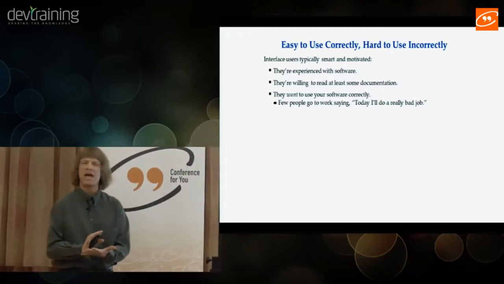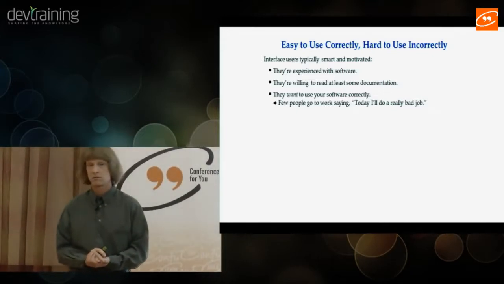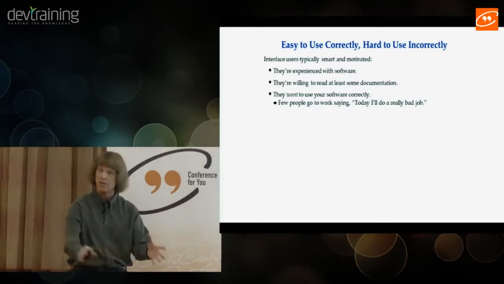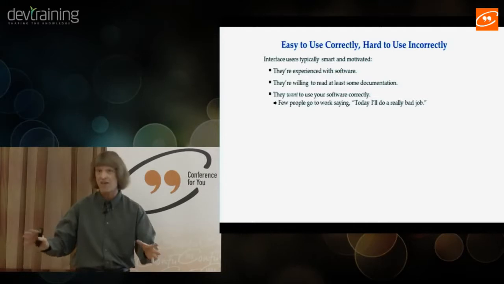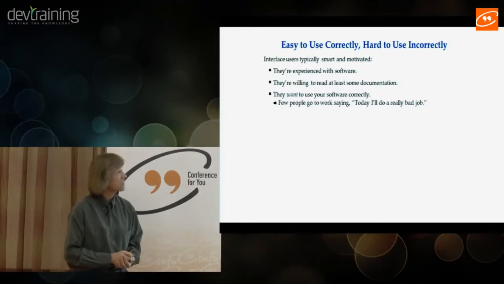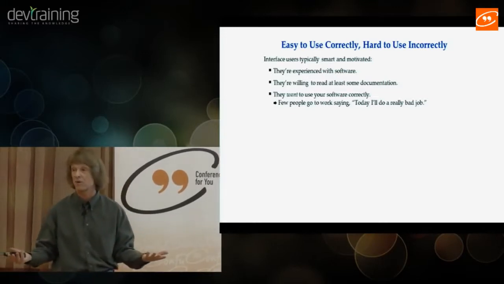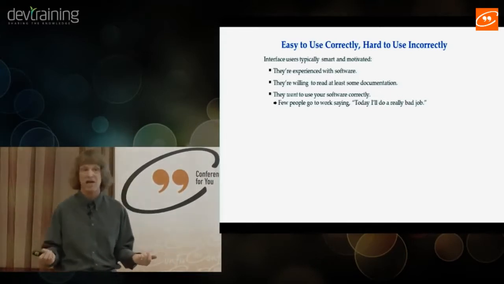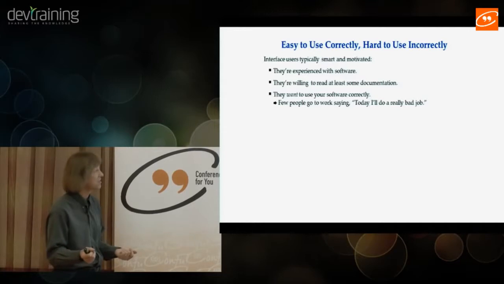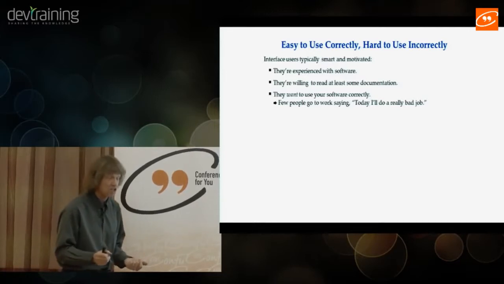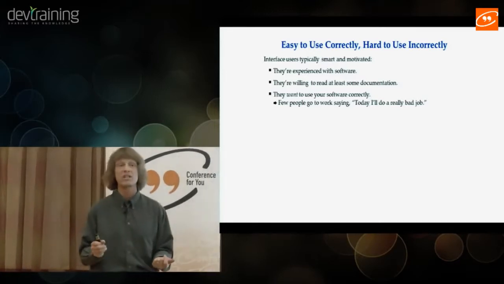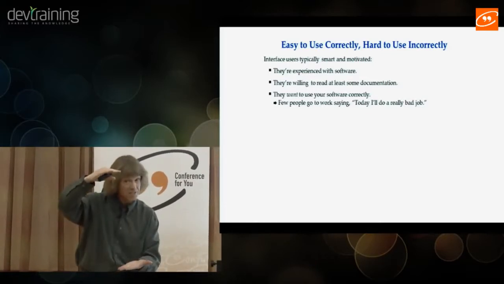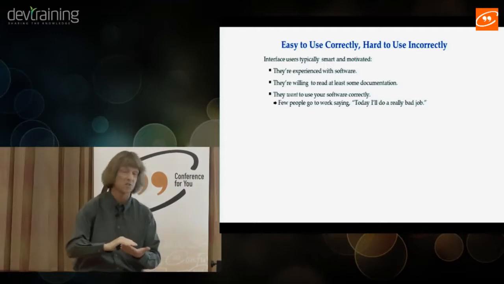I take as a point of departure that the people using interfaces, whether they are regular people or they are software developers, have certain traits in common. The first one is they have some experience with software. Most of us are not dealing with people who have never dealt with software ever before. So I think that's a reasonable assumption. I think it is a reasonable assumption to say that they are willing to read at least a little bit of documentation. Not a lot of documentation, but at least a little bit of documentation.